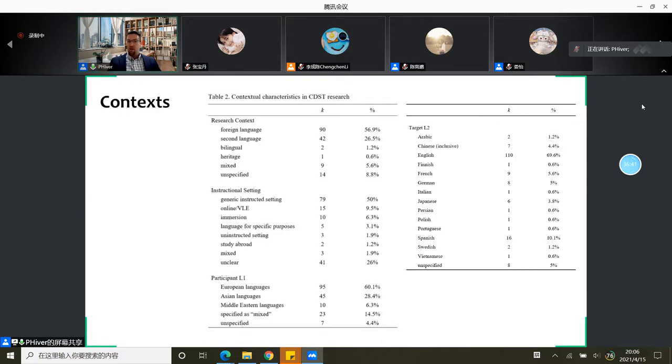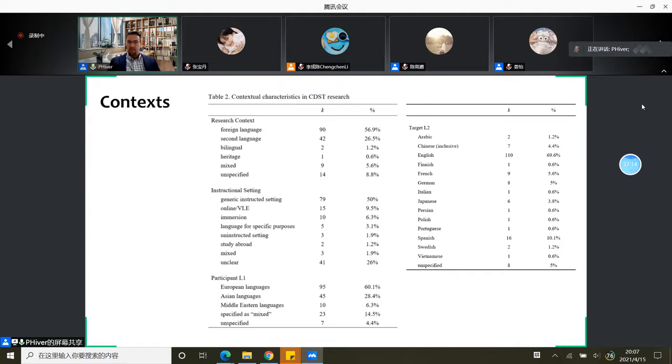Now, we also saw a wide range of research contexts in this study pool. You can see that foreign and second language learning accounted for the majority. It was 132 studies of the total. There are also various instructional settings that are part of this pool. In addition to the 79 studies that took place in generic instructed language classrooms, a handful of studies were online, some in immersion, and some in study abroad environments.